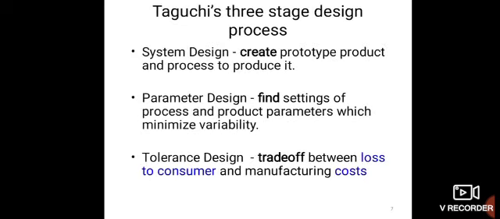Taguchi suggested a three-stage design process. First is system design. Create prototype product and process to produce it. It is the innovative process by which we can produce some improvement in the system design. The other is parameter design regarding the tuning of the process parameters. For example, in the CNC lathe machine, we can tune the feed, depth of cut and cutting velocity to obtain the good surface finish. So this is the parameter design. Similarly, the tolerance design, which is the trade-off between the loss to consumer and manufacturing cost.